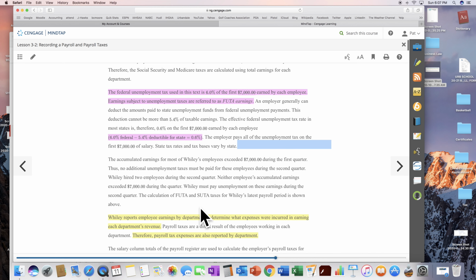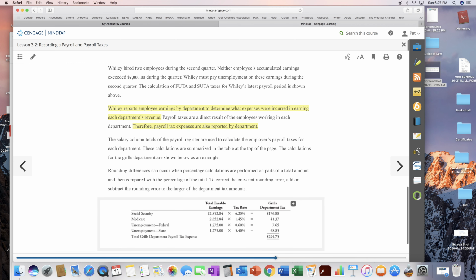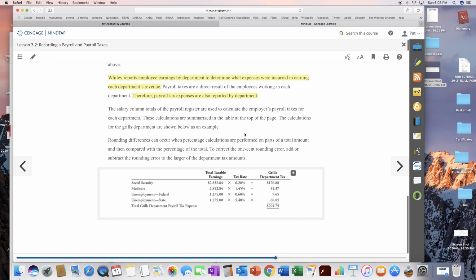And that's what they're talking about. Most of these employees have already exceeded this. Being we're in the second quarter, it said Wiley hired 2 employees during the second quarter. Neither has accumulated earnings exceeding $7,000. So we'll have a couple people paying, but not everybody. Wiley reports earnings by department, which also wants to know how much the expenses for each department cost to help us make that revenue. So it's important that we pay taxes by department and report it by department as well.